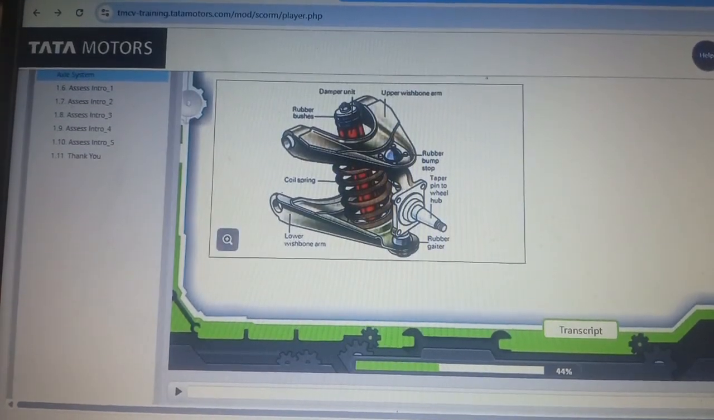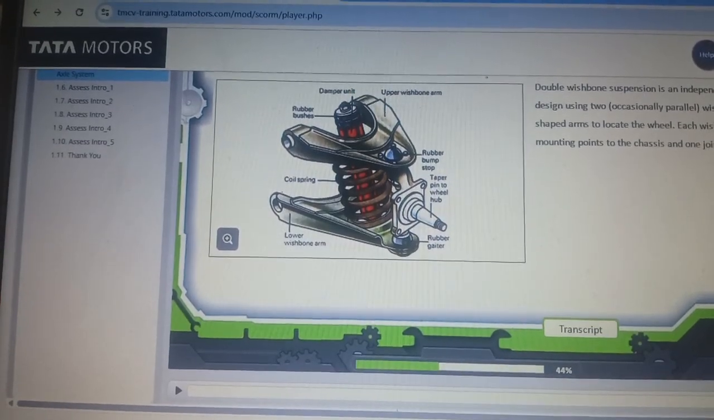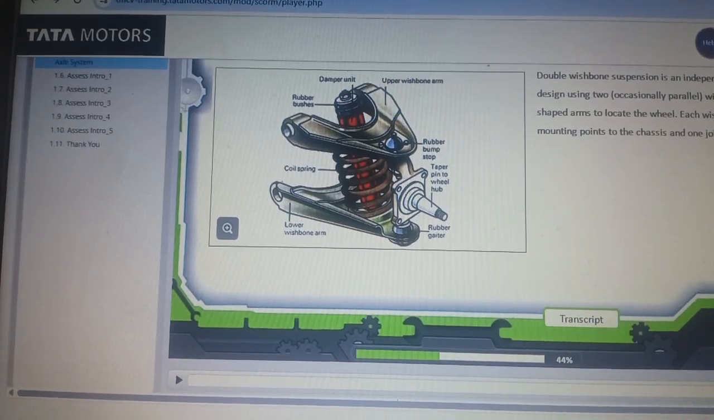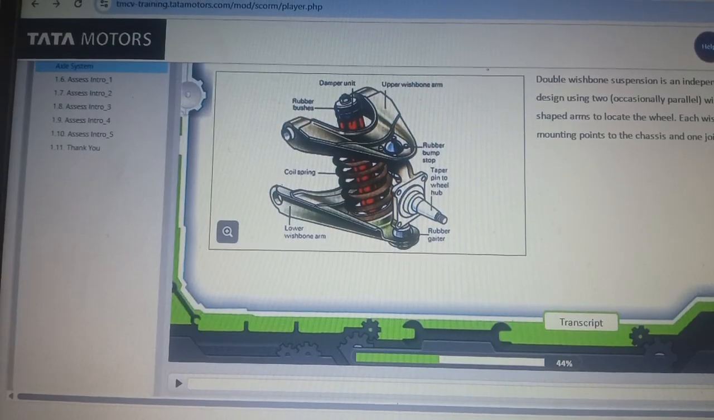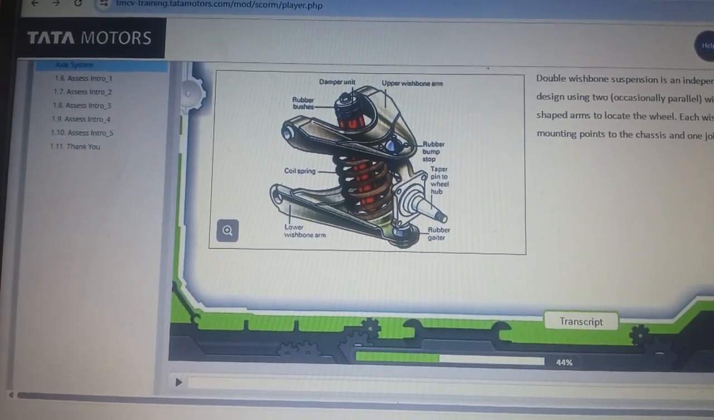Double wishbones. Double wishbone suspension is an independent suspension design using two, occasionally parallel, wishbone-shaped arms to locate the wheel. Each wishbone or arm has two mounting points to the chassis and one joint at the knuckle.